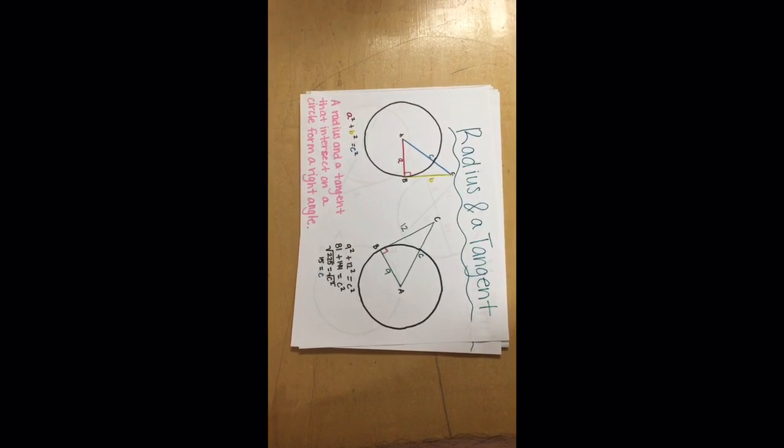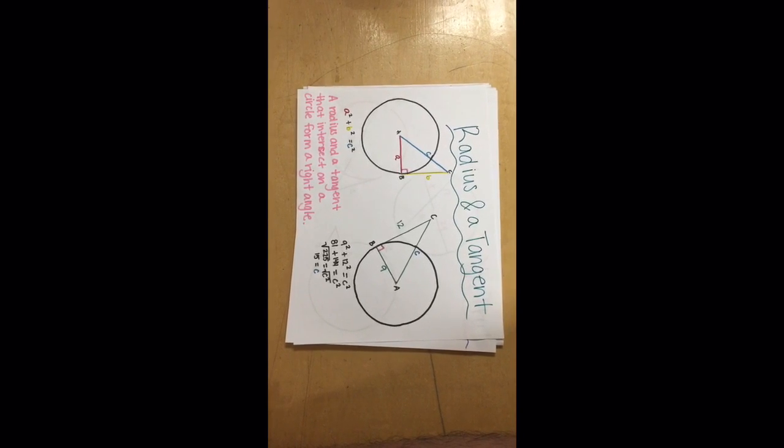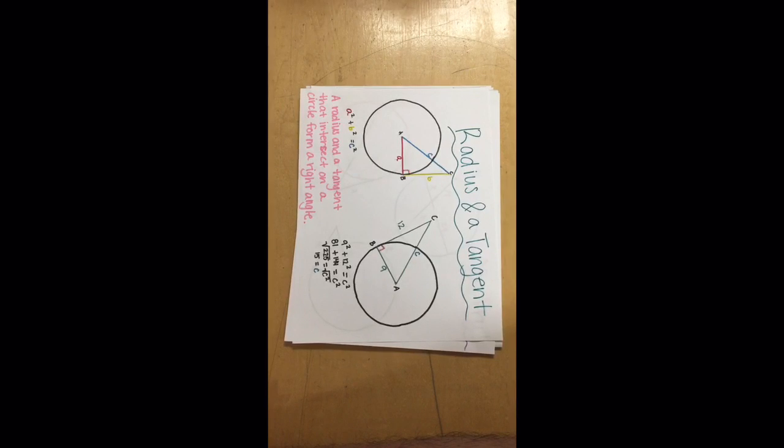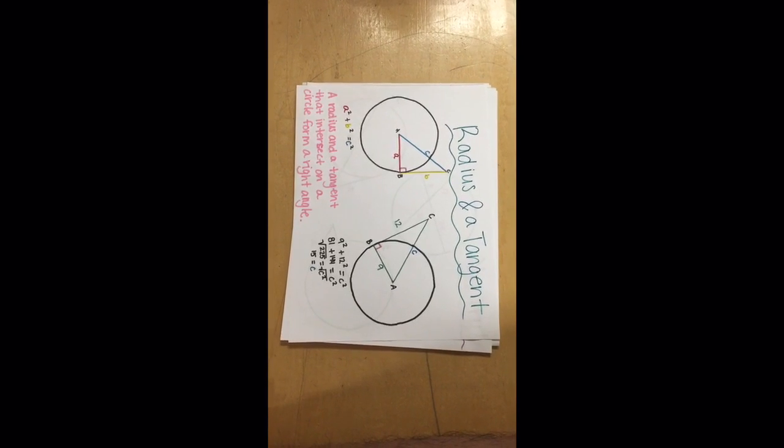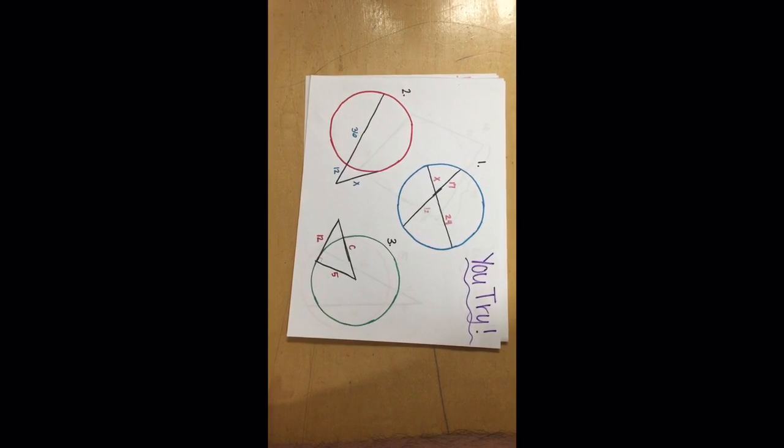Radius and a tangent. A radius and a tangent that intersect on a circle form a right angle. To solve these, you can use the hypotenuse, the Pythagorean theorem, to solve for the missing side. Pause the video and try these examples.